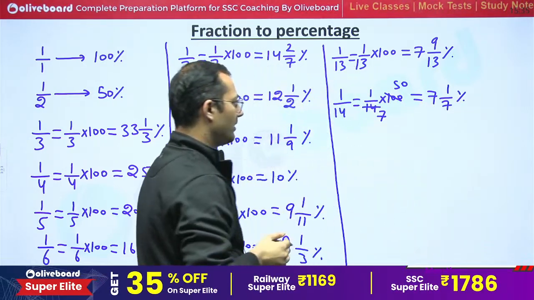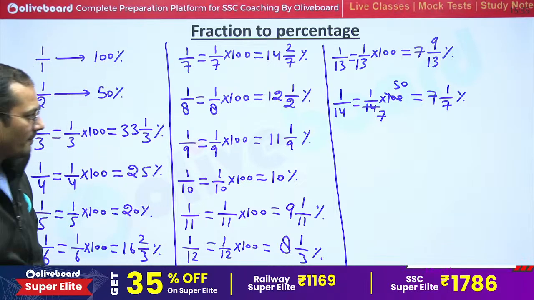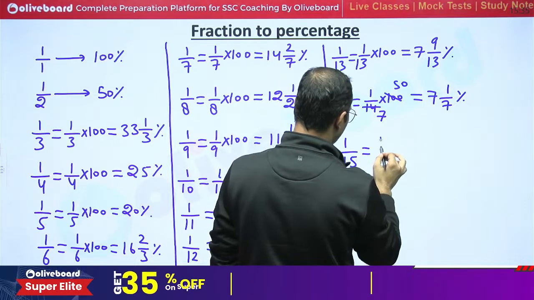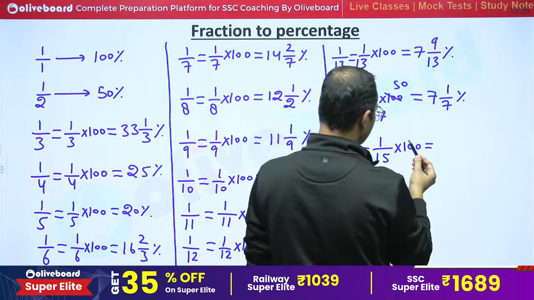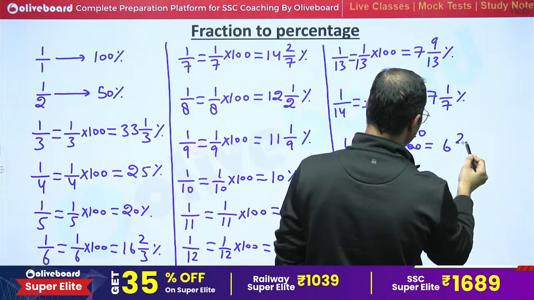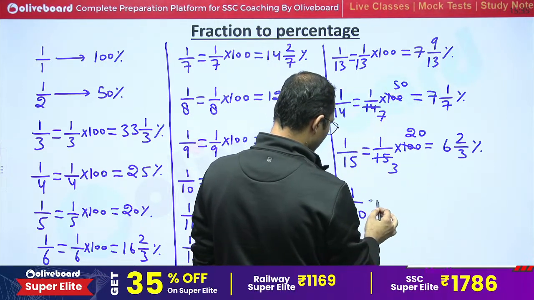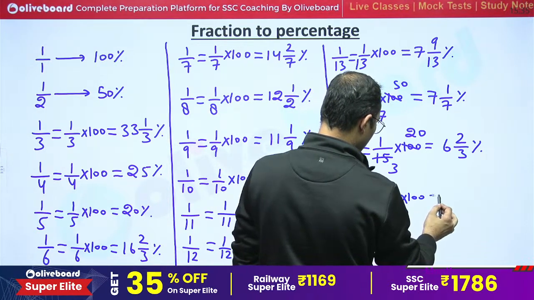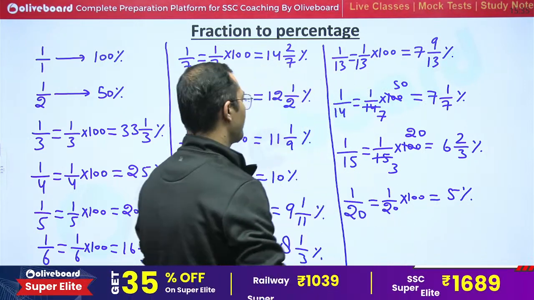Is this clear? Yes or no? Yes. See, 1 upon 15. So 1 upon 15 into 100. So simply we can say that by 5 it is 3 times, by 5 it is 20 times. So 6 whole 2 upon 3%, right? So likewise 1 upon 20 is what? 1 upon 20. So simply 1 upon 20 into 100. So we can say that it is equal to 5%, right? Is this clear? Yes.